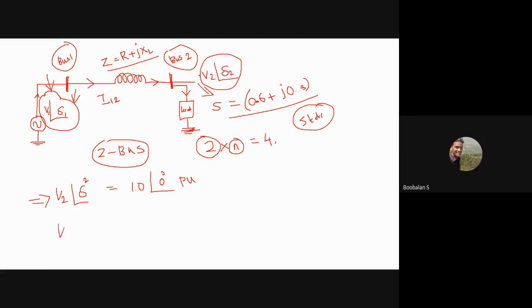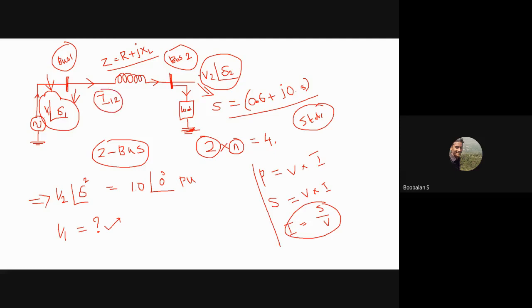So V2 is now a known variable, 1.0 at an angle of 0 degrees. You could calculate V1 easily. How can we calculate it? Power P is equal to V into I. In apparent power, S is equal to V into I, as P is now replaced by S. So if we calculate I, it is S by V. These are some of the basic formulas, like Ohm's law. V into I is the total power. Now I2 is the current flowing from source to load.